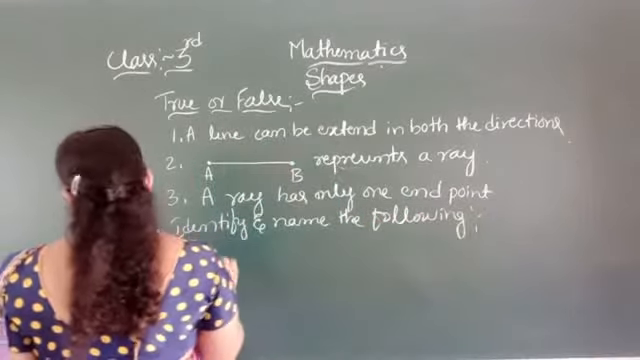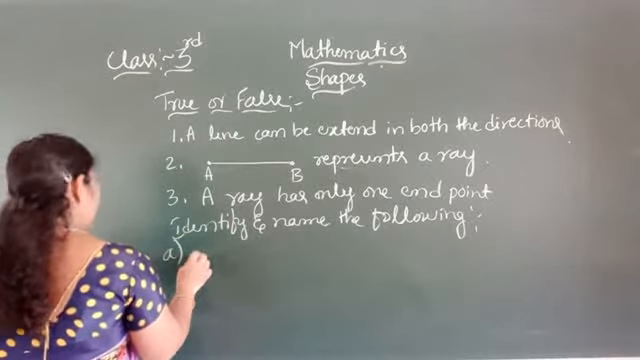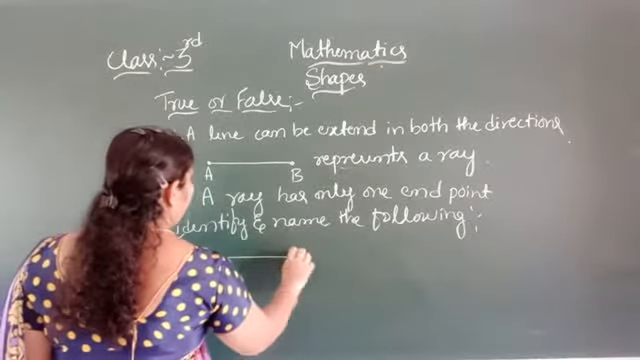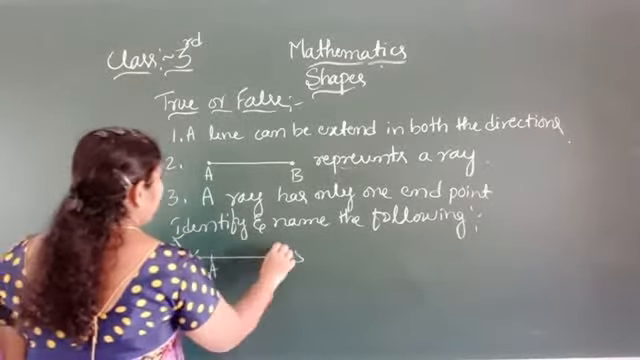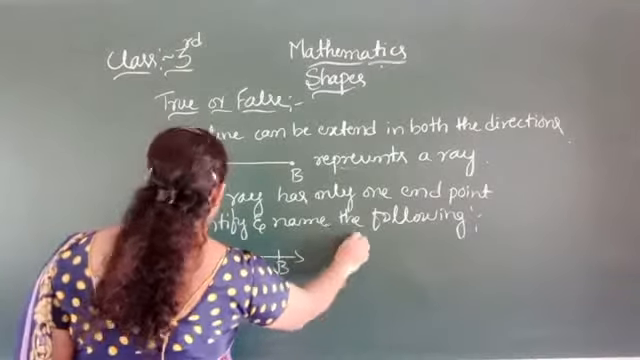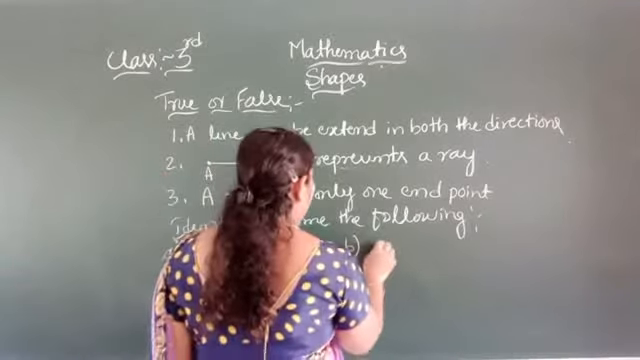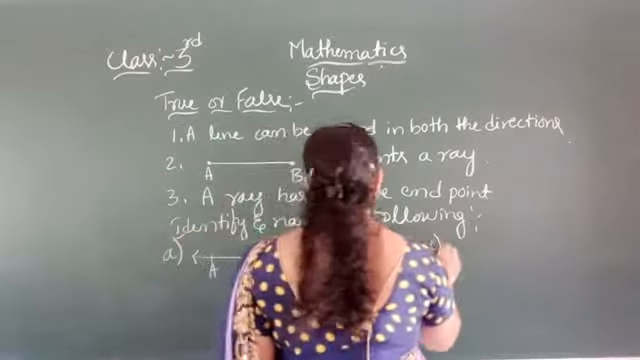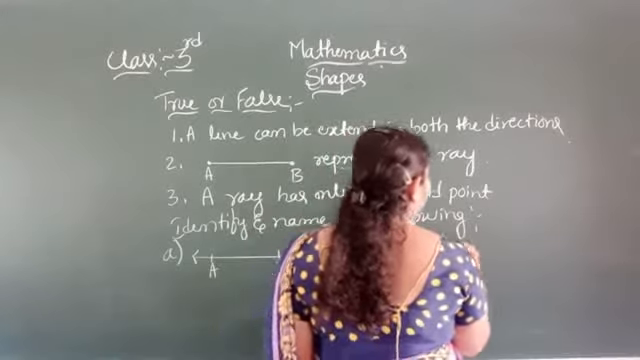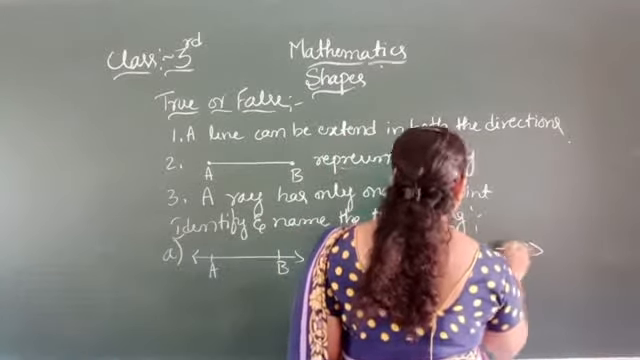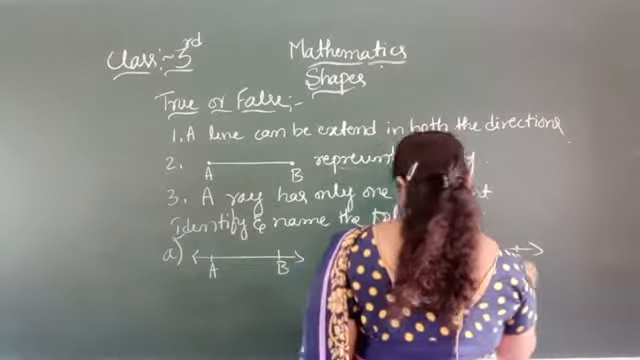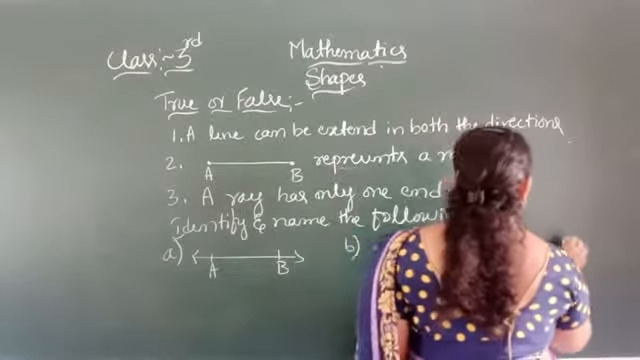Now observe the first question. This is A, this is B. Then the second one, C. Observe, this is AB. Then the third one, D.